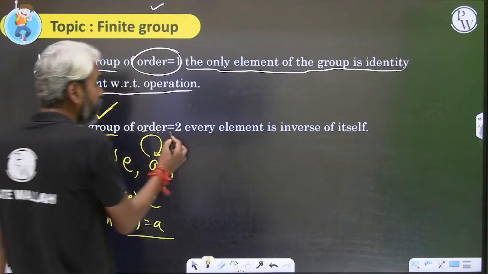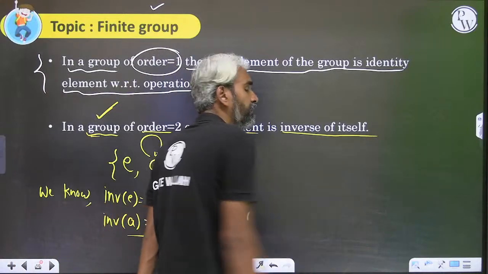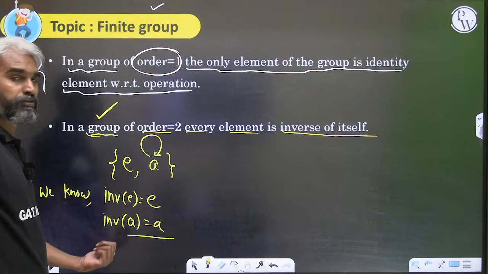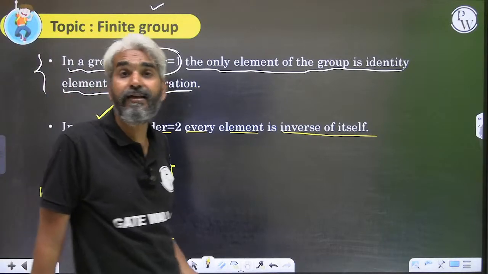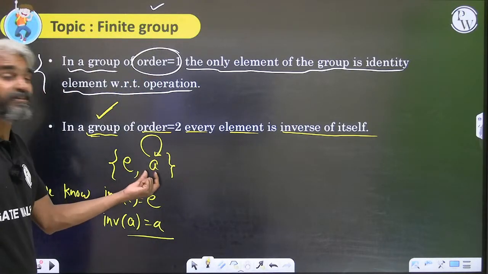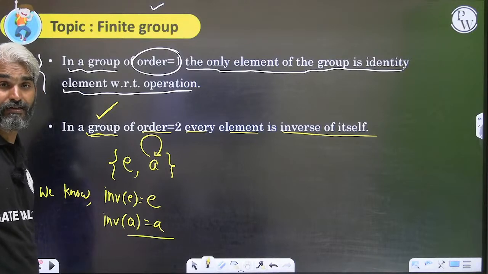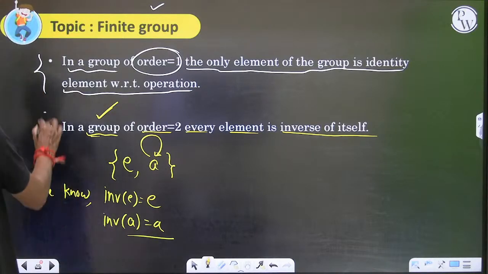So in a group of order 2, every element is the inverse of itself, because the identity element is the inverse of itself. So the other element will have to become the inverse of itself. There cannot be any other inverse of that second element, not an identity element. Okay, so these are two basic properties.